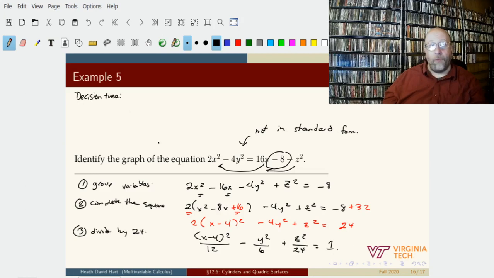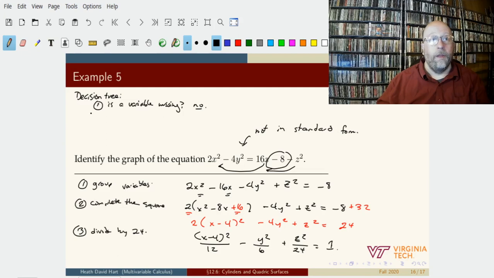I'm hoping that you have your notes in front of you that has the 5 questions in here. Is there a variable missing? And the answer is no. Okay, so if a variable isn't missing, is only one variable squared?